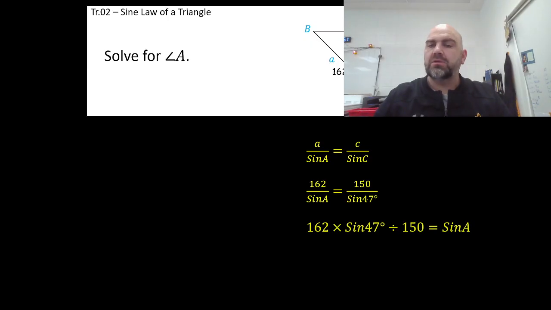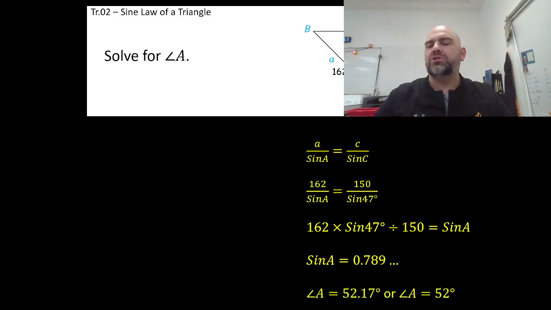Now when we do this, sine A is equal to 0.789 and then a bunch more decimal places that just continue on and on forever. We have to find angle A, and to do that we have to take the inverse sine of both sides. That's going to be shift sine usually on most calculators, or sine -1, and angle A should give you roughly 52.17 degrees, or I usually just require that you round to the nearest degree, so that would be 52 degrees. There's our angle.